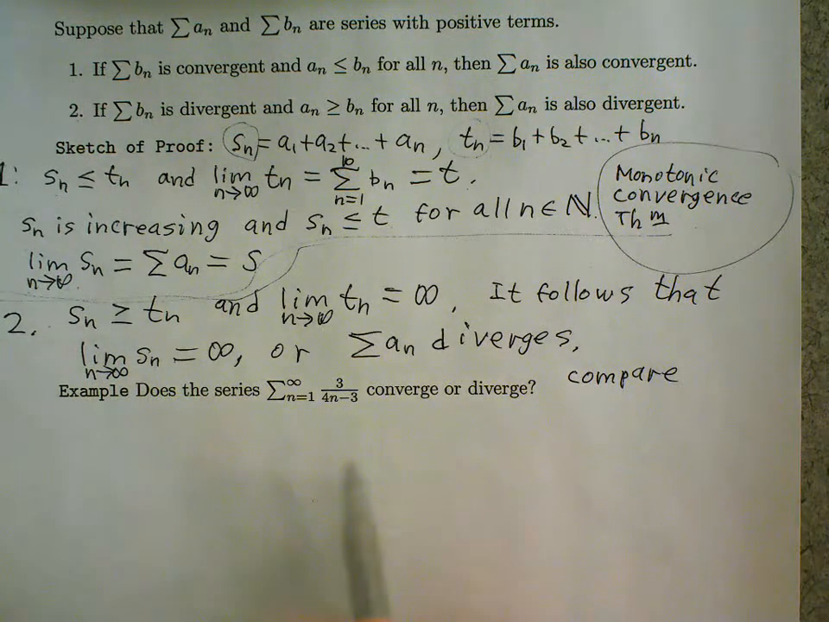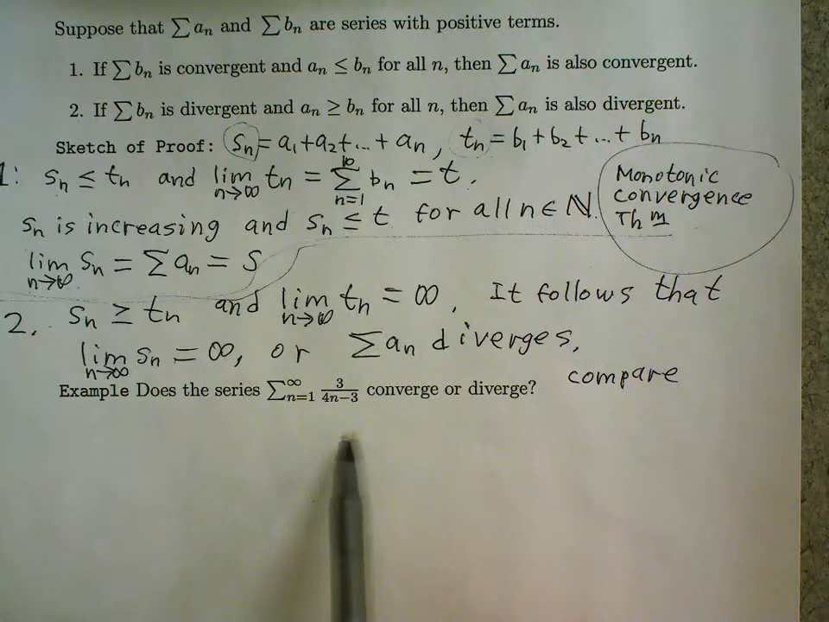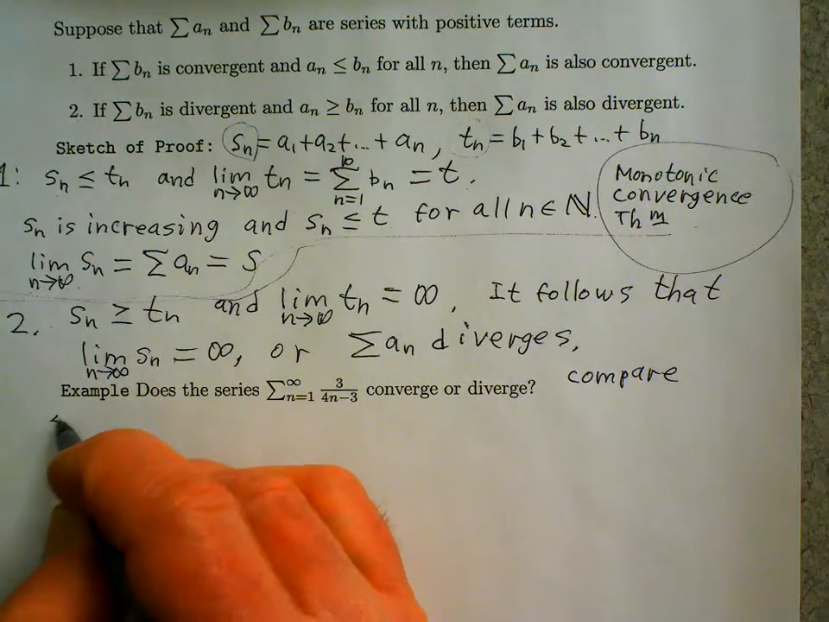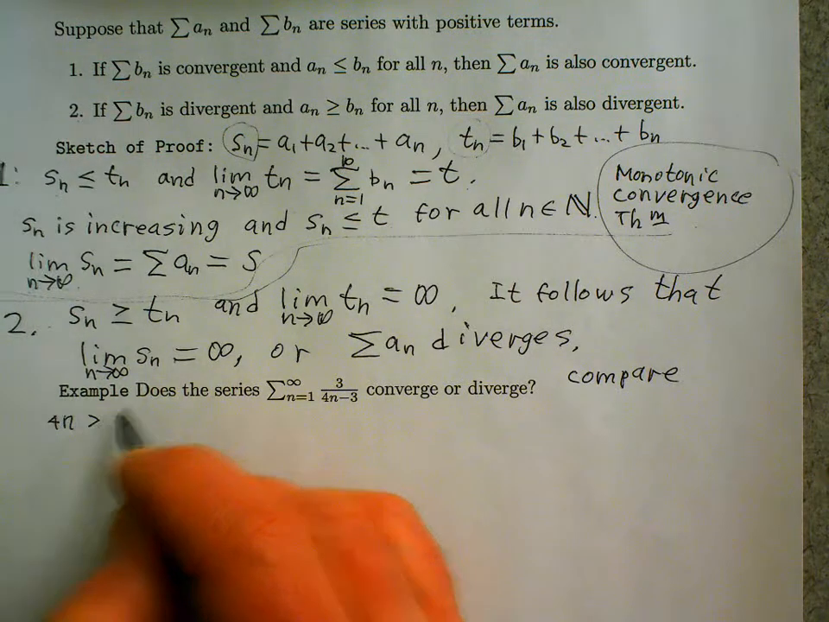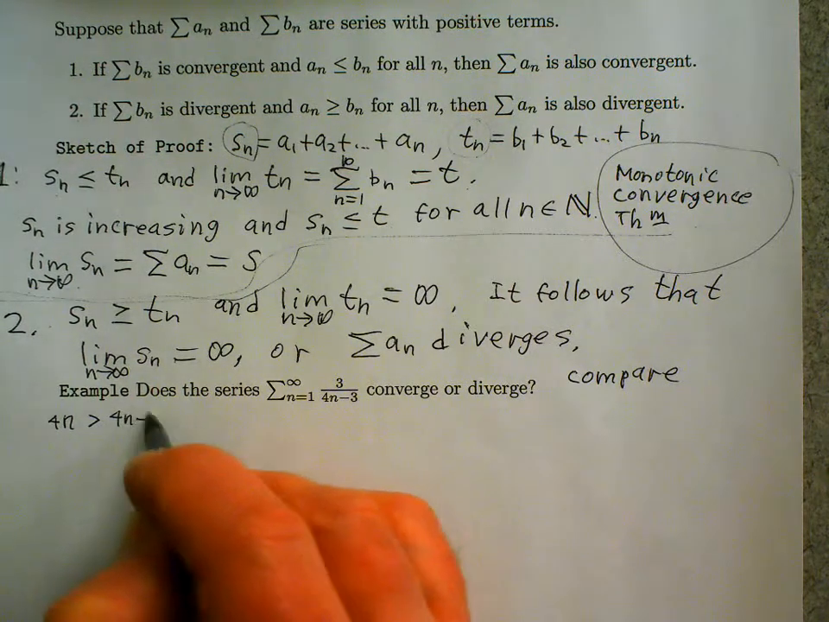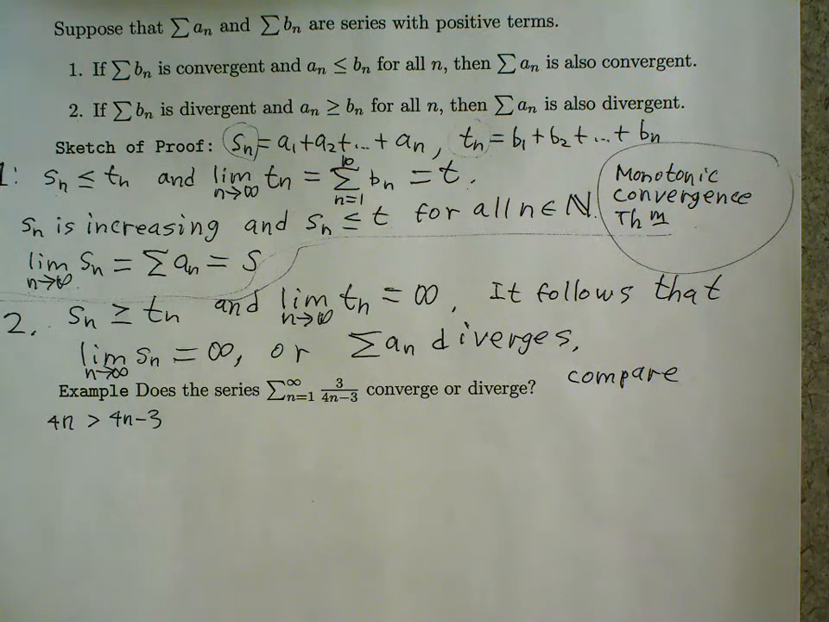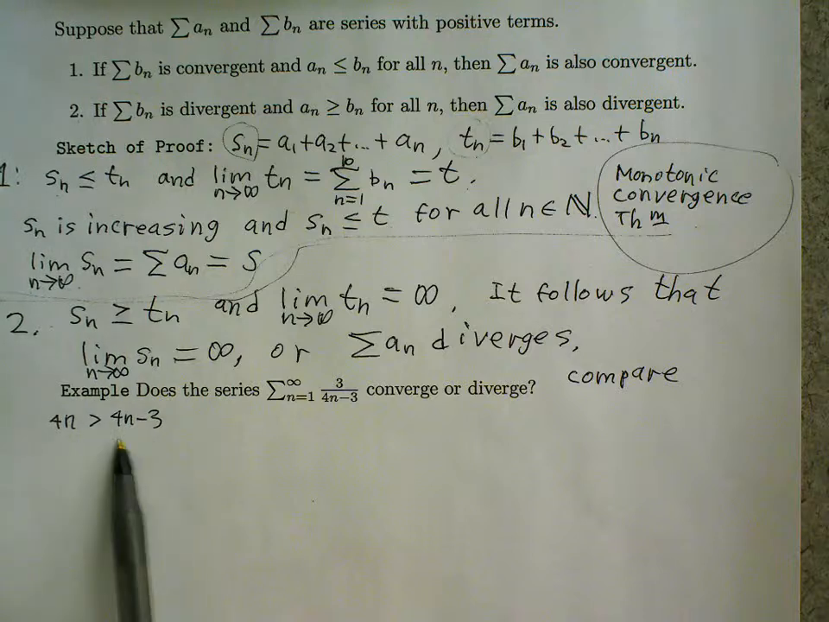Okay, so I'm going to construct the series. So note that 4n is greater than 4n minus 3 for values of n greater than or equal to 1. So we're all in agreement. 4n is greater than 4n minus 3.